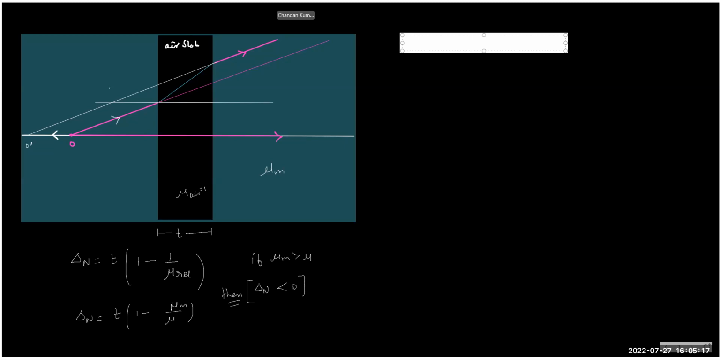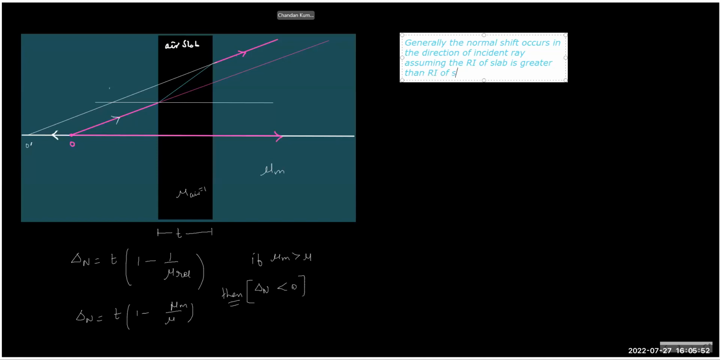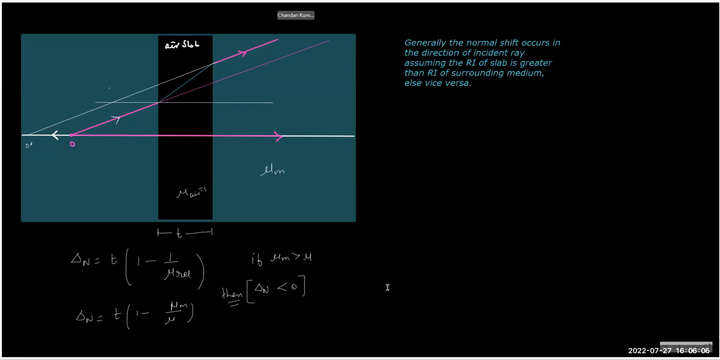So we can say generally the normal shift occurs in the direction of the incident ray, assuming the RI of the slab is greater than the RI of the surrounding medium, else vice versa. So right now you have to just stick to this idea.